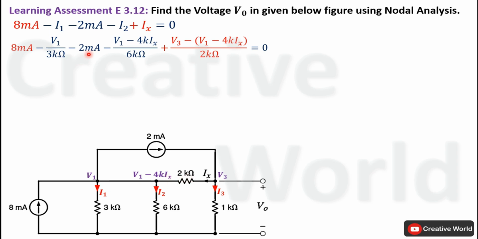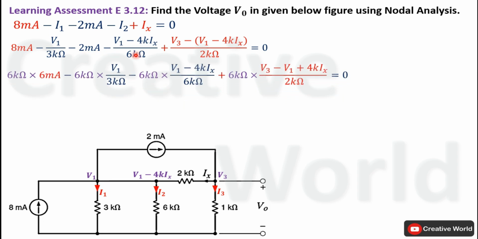First of all, we will subtract 2 milliampere from 8 milliampere. It will become 6 milliampere. And we will multiply this equation by 6 kilo ohm in order to omit all denominator values. Product of 6 kilo ohm and 6 milliampere will result in 36 volt. Here 6 kilo ohm will cancel out with 3 kilo ohm, only 2 will be left, and that 2 will be multiplied with V1, it will become 2V1. Similarly, here 6 kilo ohm will cancel out with 6 kilo ohm in the denominator, only V1 minus 4k times Ix will be left. Here 6 kilo ohm will cancel out with 2 kilo ohm, only 3 will be left, and that 3 will be multiplied with this value.